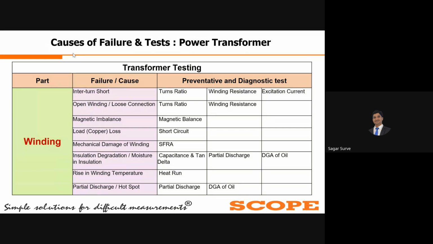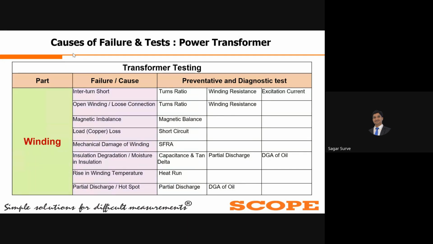On the other hand, we can see the various tests we have to perform so that we can have some prediction or analysis of whatever failure occurred with the transformer. For example, if there is an internal short and you conduct the transformer turns ratio, winding resistance, and excitation current tests, then we can observe incorrect results.